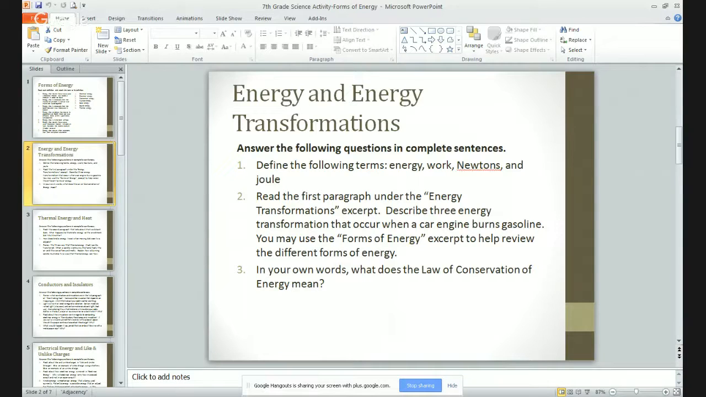And then you could have also had mechanical into thermal. So as your engine is working, it's going to create heat, or that mechanical energy is going to be converted, I guess would be the better word, converted into heat energy or thermal energy. So you could have said that.